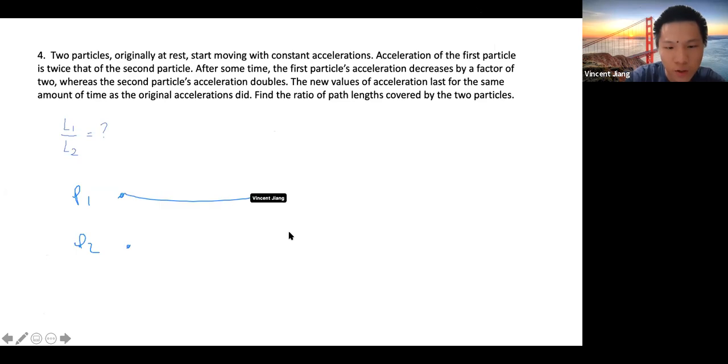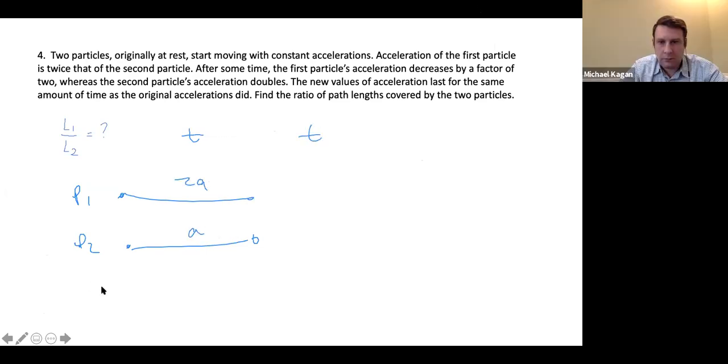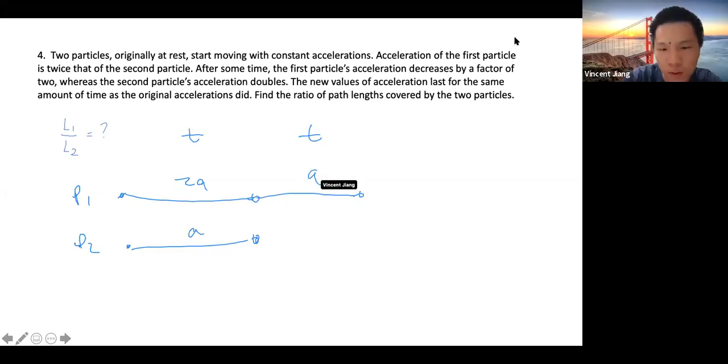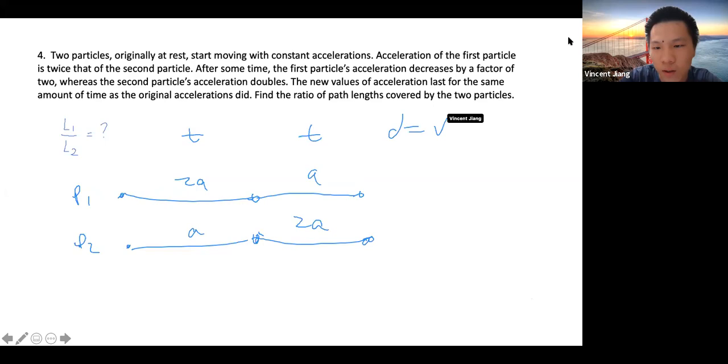So I separated it into two times. The first time with the acceleration of 2a and a here. Second time with a and 2a. Okay. So I just use the distance formula. It's d is equal to v_i t plus 1/2 a t squared.